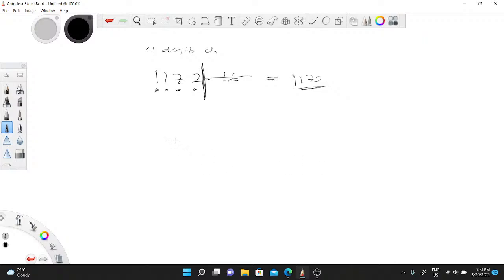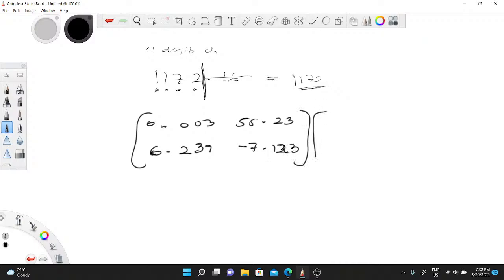Yes, so let's go. The matrix is 0.003, 6.239, 55.23, -7.123, times x1 x2, is equal to 58.12, 47.23. Right, okay, so you can either make it augmented or you can go the normal naive way. They told you to use naive, but I mean, who is going to check you?